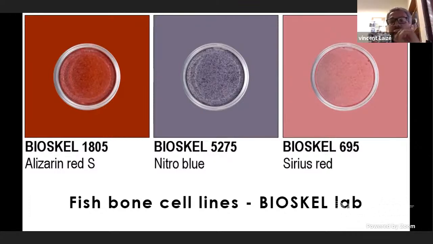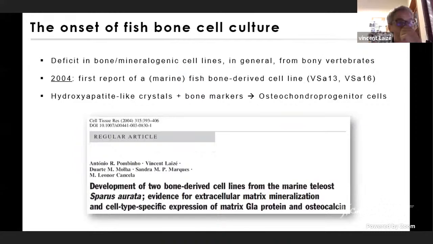bone diseases. And then I would like also to mention the fish that are used in the aquaculture industry. And why? It's because these fish actually have a high incidence of skeletal deformities. And it's very important to develop some cell lines to be able to try to understand what are the causes of these skeletal deformities, okay? And that's what we have been doing in the Bioscale Lab, and I will talk about that soon.